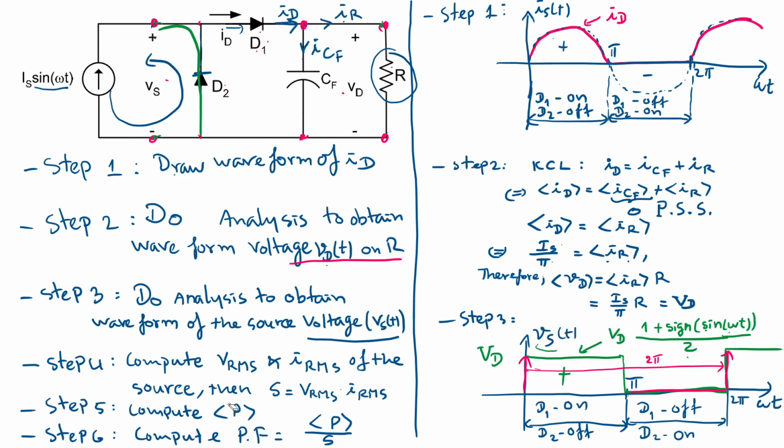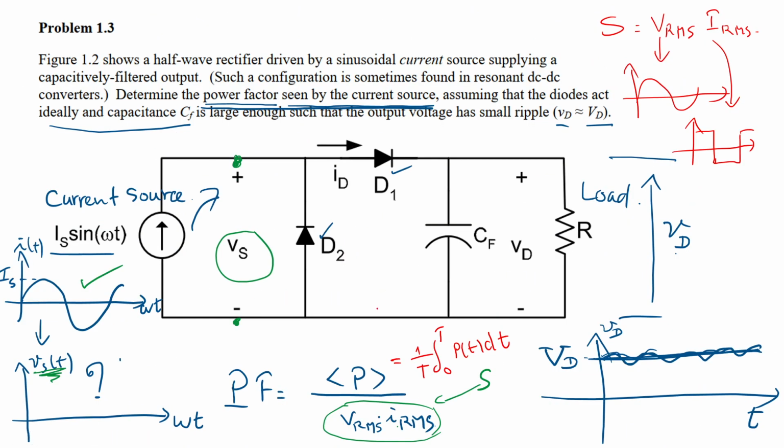Step 5, compute the real power. The real power would be the power that goes through the resistor, so you can easily compute it from the power of the resistor. You don't need to use this formulation actually, but you can if you want to.